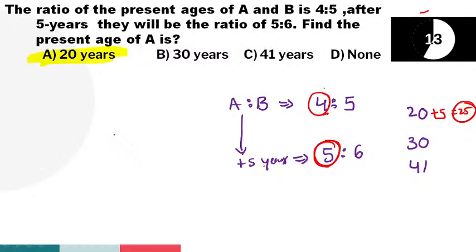30 is a multiple of 4? No, that's why option 2 is the wrong answer. Next, 41 is a multiple of 4? No, option C is the wrong option. That's why option 1 is the right answer. Okay, so 20 is a multiple of 4. Yes, 4 5s are 20. After 5 years, 20 plus 5, 25. 25 is a multiple of 5. Yes, 5 5s are 25. That's why option 1 is the right answer.